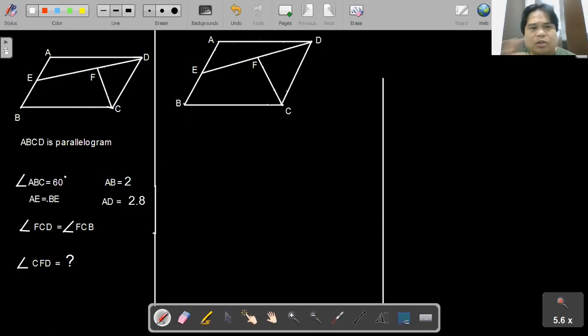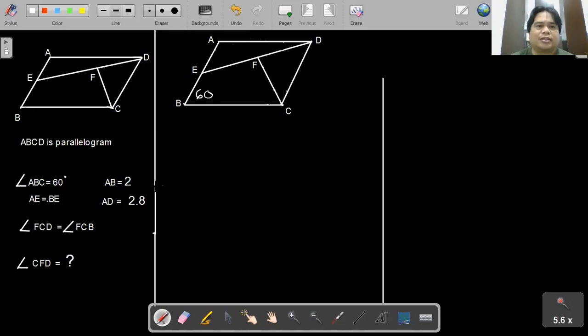So based on our figure on screen, we actually have a parallelogram. And here down below are its conditions. So the first thing we need to do is we must first establish the conditions given. First it says there that angle ABC is 60. Now looking at the figure, angle ABC is this. So this should be the angle 60 degrees.